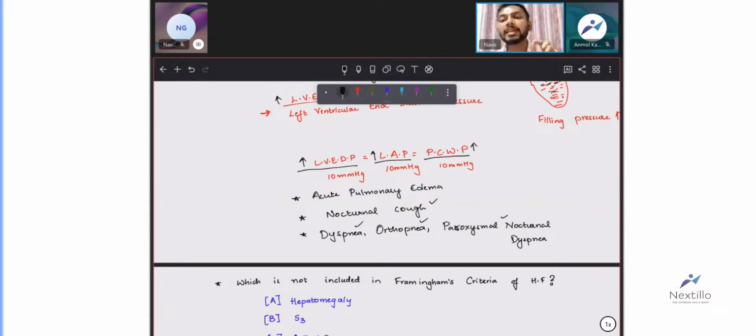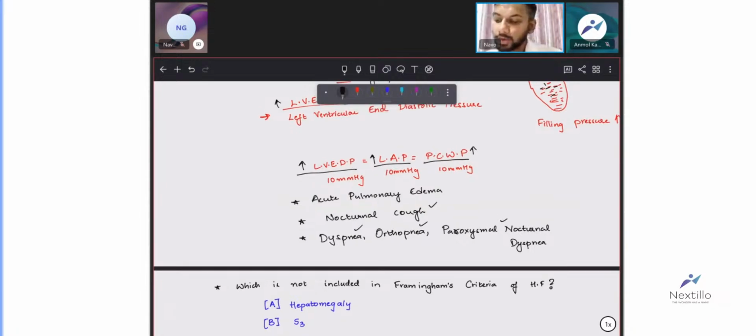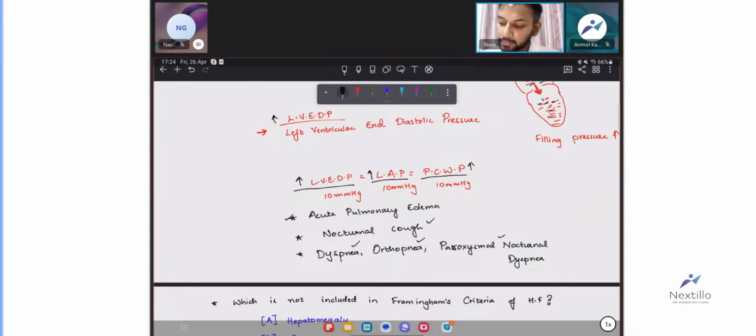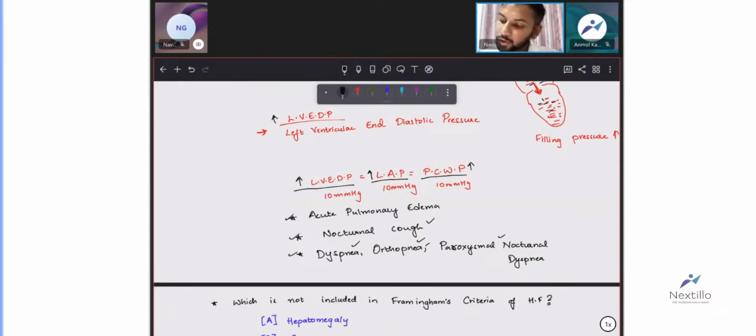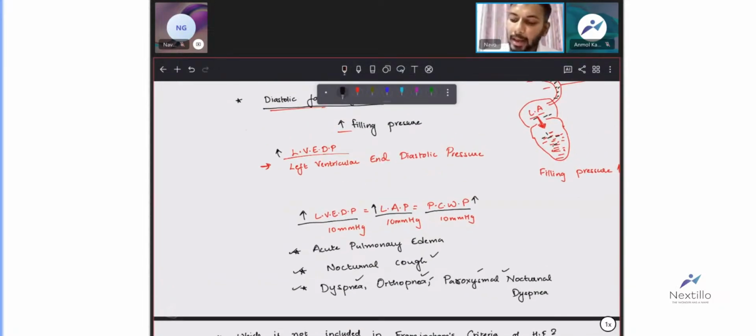Now, any chamber that doesn't contract properly will also not relax adequately. So it is also causing acute pulmonary edema, nocturnal cough, dyspnea, orthopnea, PND. All of these are happening because of an increase in LVEDP. So these symptoms are seen due to increase in LVEDP. All of these are happening because of congestion in the pulmonary veins, so we can also call this pulmonary congestion symptoms.